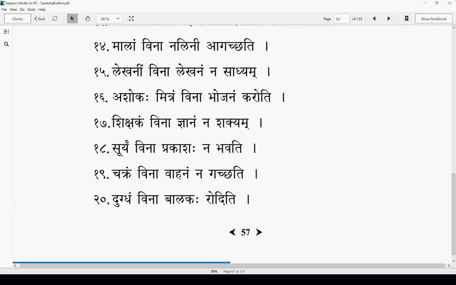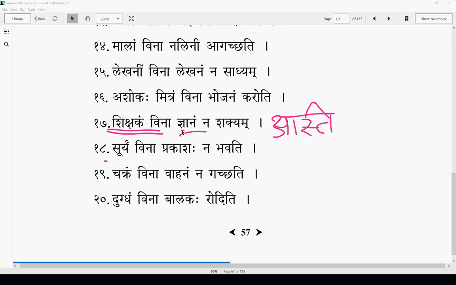Okay, next, number 18. In 17, Shikshakam, is the vina going with jnanam or with Shikshakam? Because both of them are in the second case, right? No, jnanam is in prathama. Jnanam na shakyam asti. Yeah, good question. So, Shikshakam vina jnanam na shakyam asti. Next, 18. Suryam vina prakashaha na bhavati. Without the sun, there cannot be light. There is no light.